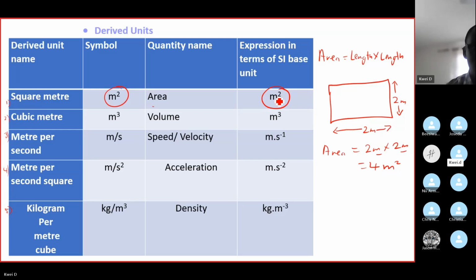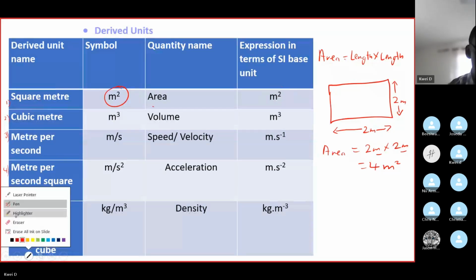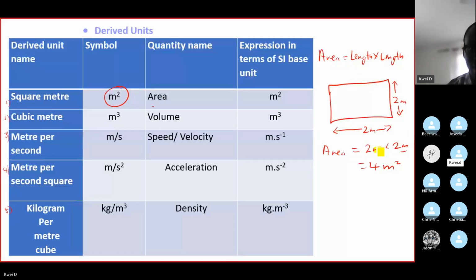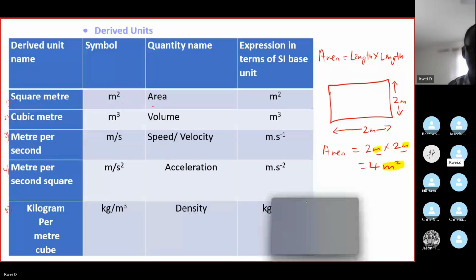So you see that combining two fundamental units, the meter and the meter, gives us the derived unit. So this is what? A derived unit. Likewise, when you take the meter cubed, the meter cubed measures volume, the volume of a substance.